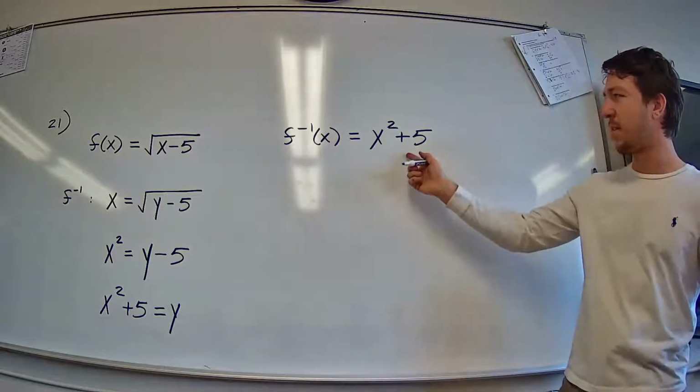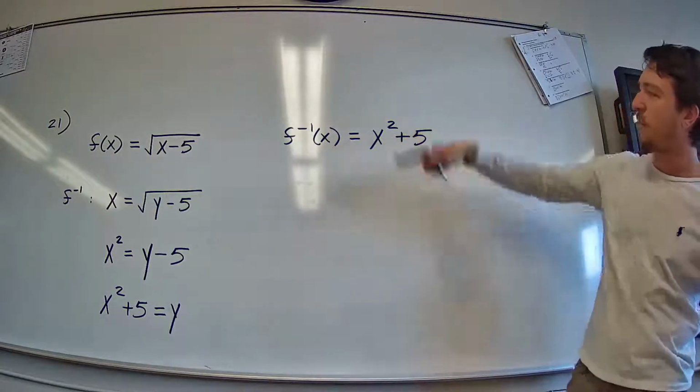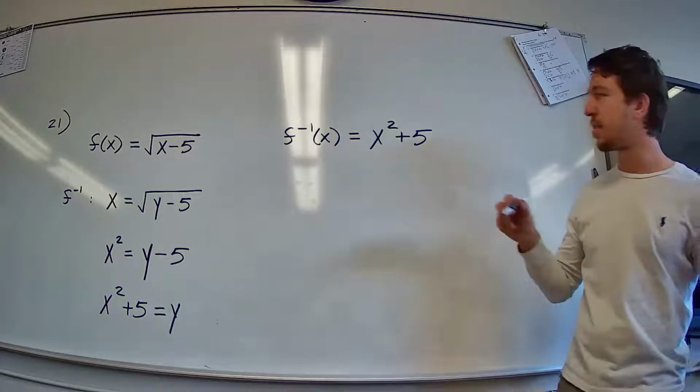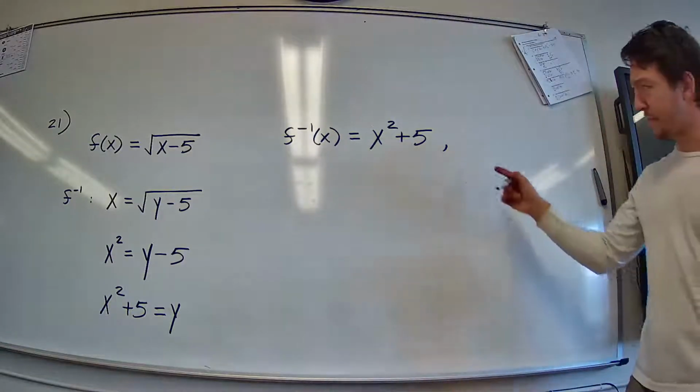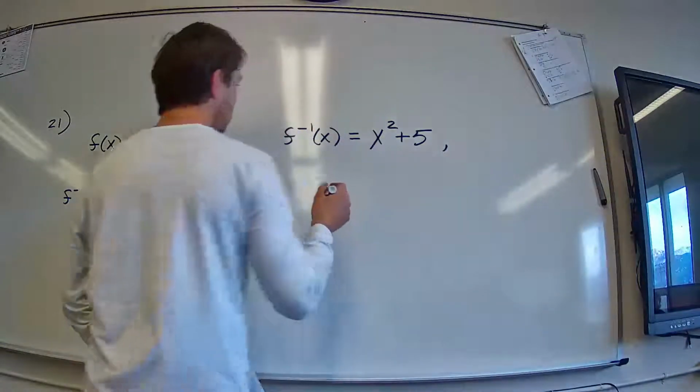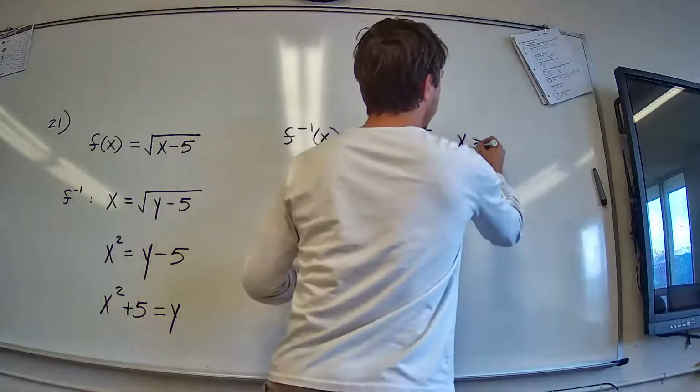Wait a second, that doesn't quite work. That would be a whole parabola, and it wouldn't pass the horizontal line test. So the domain restriction would be, right, x has to be greater than or equal to 0.